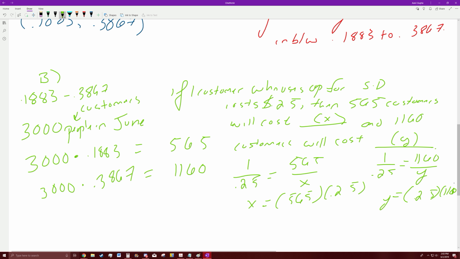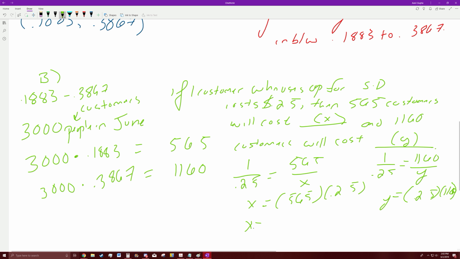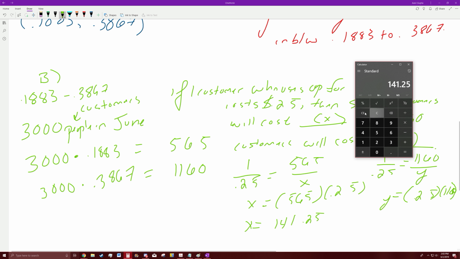Sorry, this stupid thing won't write. Okay, there we go. So we're going to do 565 times 0.25, which gives X equal to 141.25, and then clear that out. 0.25 times 1,160 will give 290.